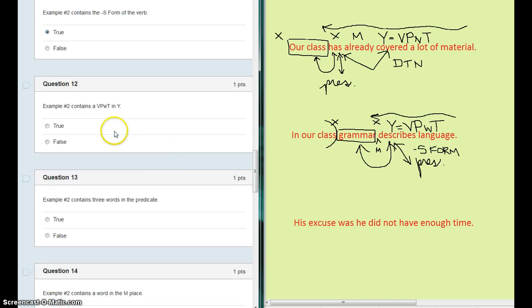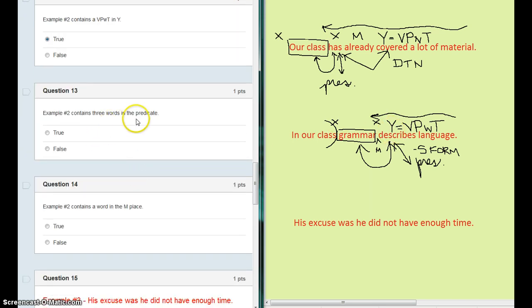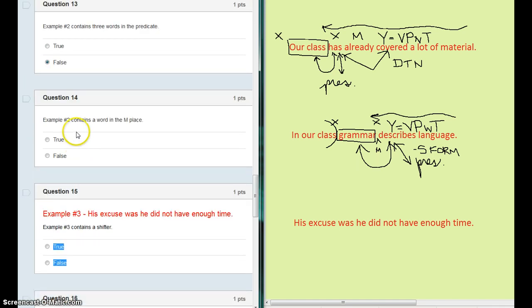Example 2 contains a verb phrase with time in the Y. True. Example 2 contains three words in the predicate. False, just two. And example 2 contains a word in the M place. No, the M place is empty, so that's false.